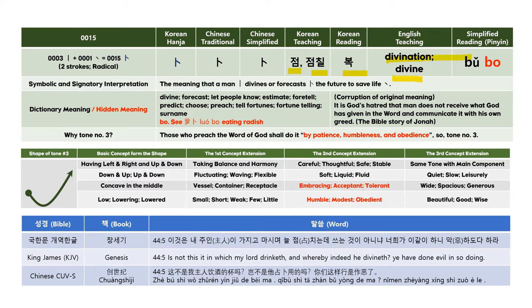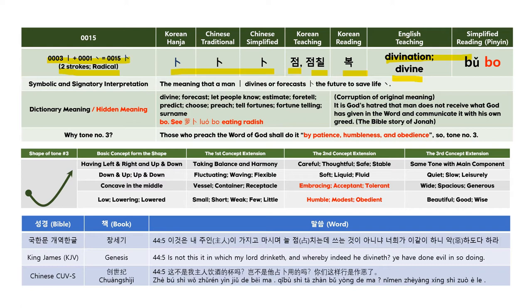This character is a two-stroke radical. Korean Hanja and Chinese characters are all the same in shape. This character is the combination of these two characters. Okay?